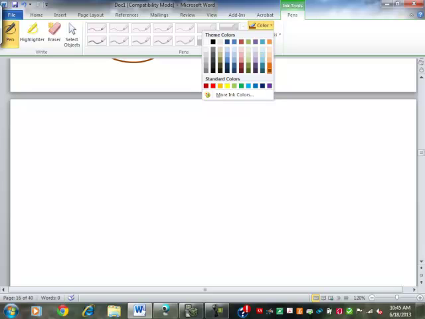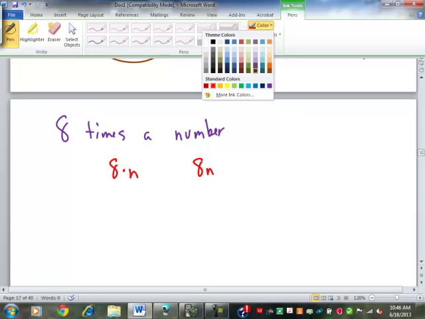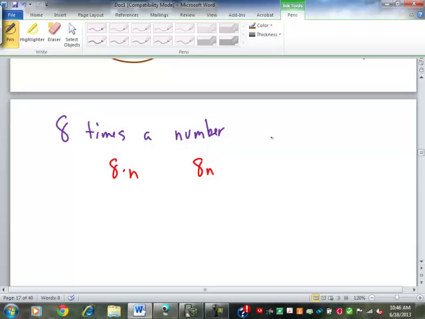And of course, eight times a number, that one's pretty easy. 8 times n or 8 times x. Now I put times in here, but I don't have to. I could just write 8n or 8x, which means 8 times whatever that letter is. There are other phrases, of course. You could put multiplied by. And of course, like the sum and the difference, we have the product.